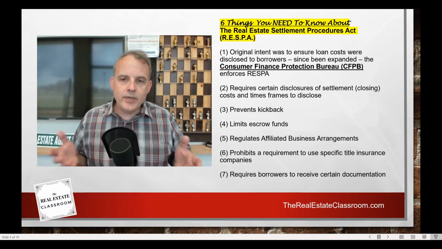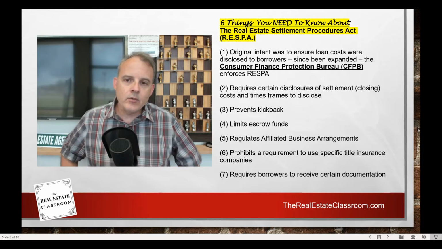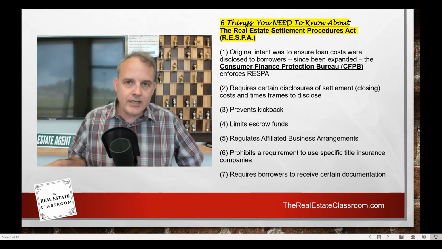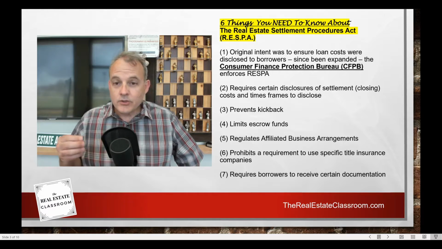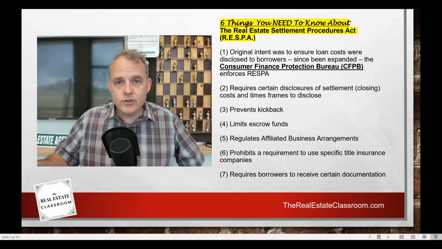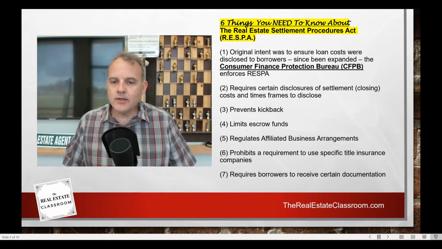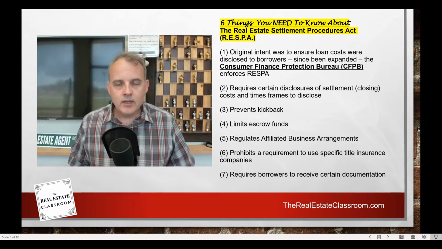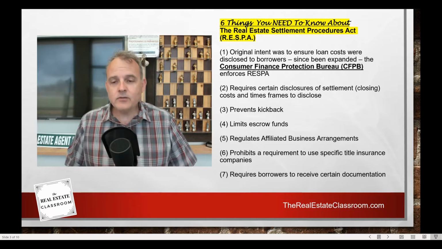So the overview: what are we going to learn here today, or what does RESPA entail? Well, it requires certain disclosures of settlement cost, or what we call closing cost. And then there are certain time frames within which those closing costs or settlement costs have to be given to the consumer. It prevents kickbacks. It places limits on the amount of the escrow funds or the escrow accounts. It also allows and regulates what we call affiliated business arrangements.